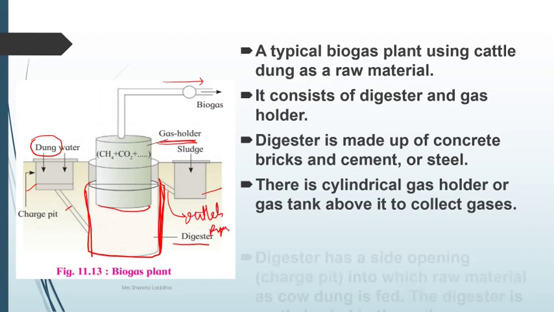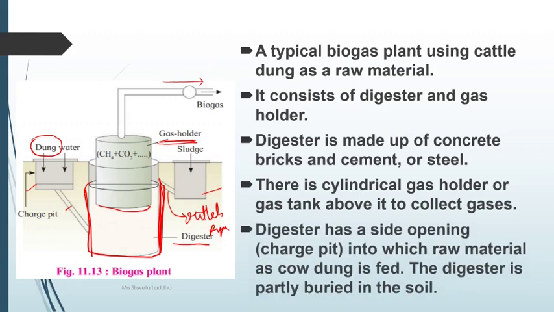So I hope all the parts are clear now. The digester has a side opening, the charge pit, into which the raw material, cow dung, is fed. We are talking about this charge pit, which is also called the inlet tank. The cow dung, the domestic waste, is mixed with water and fed into the charge pit. The digester is partly buried in the soil. It is half buried in the soil and a little bit above the soil.